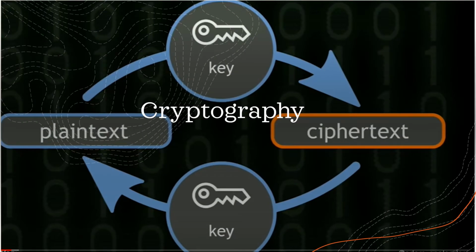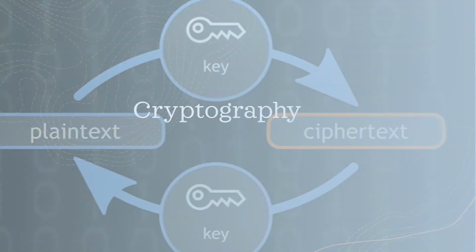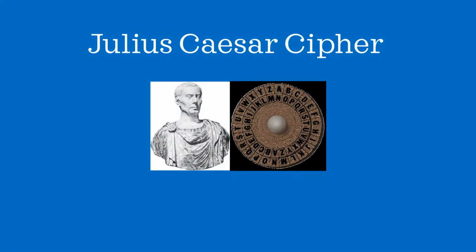In cryptography, we have a plain text, and that message will be sent using a key. So you encode that and get a ciphertext. The encoded message, the ciphertext, can be converted to the original message. The basis of this cryptanalysis is the Julius Caesar Cipher. So let's learn about the Julius Caesar Cipher in this video.